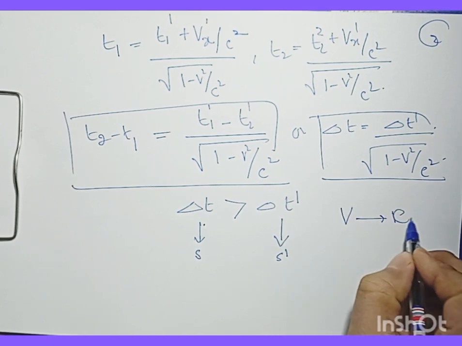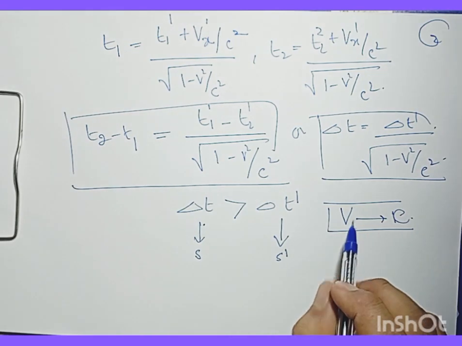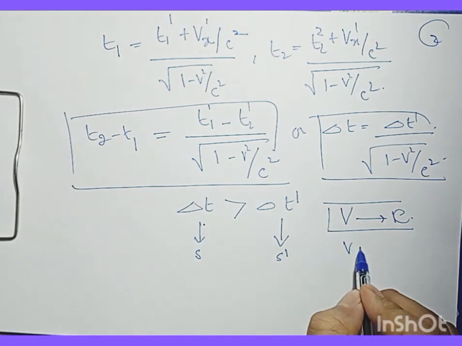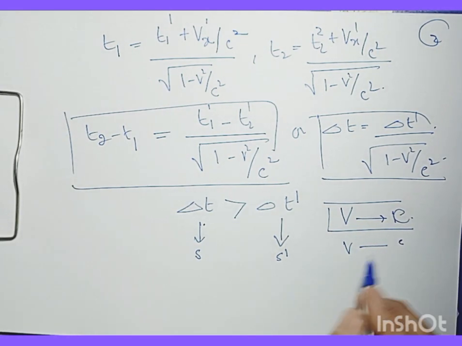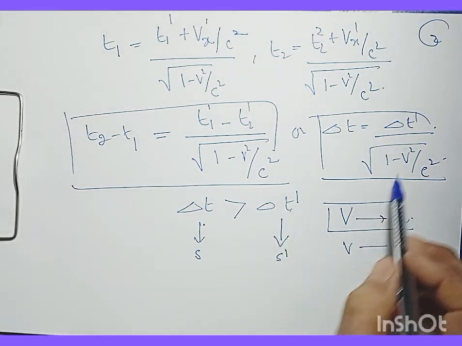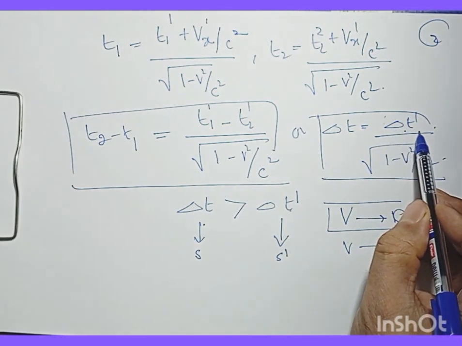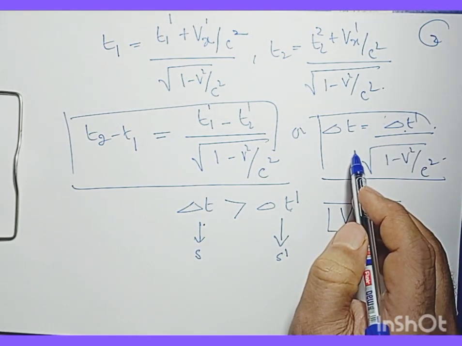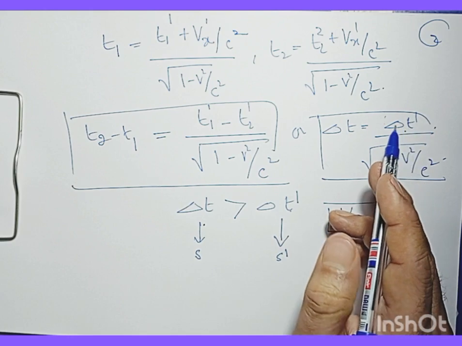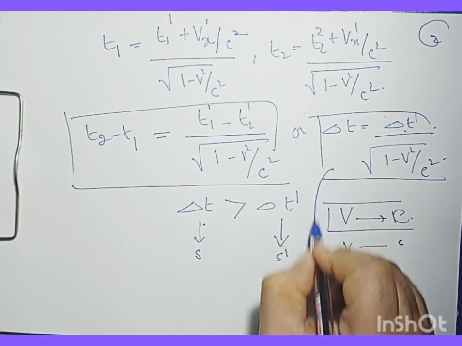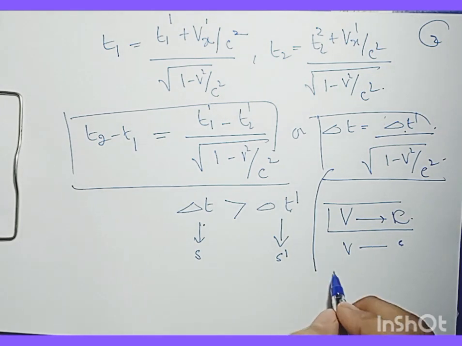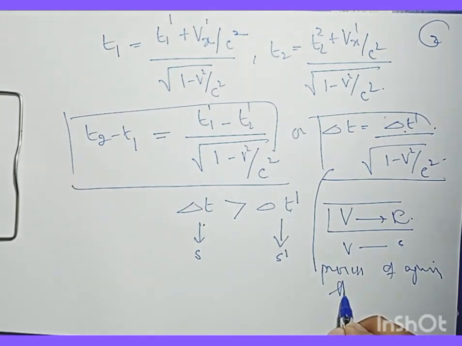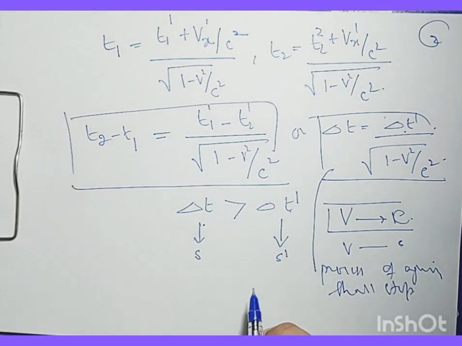Now, for the sake of argument, if the velocity of the moving object becomes equal to the velocity of light, then delta t dash will immediately be equal to zero. In other words, the passage of time, or the process of aging, shall stop completely.